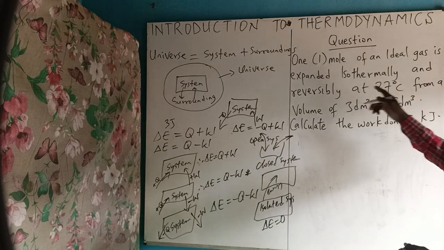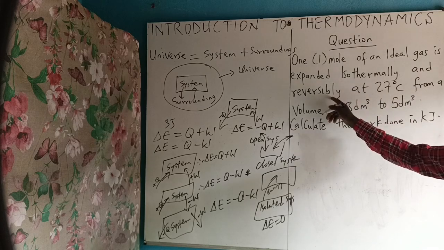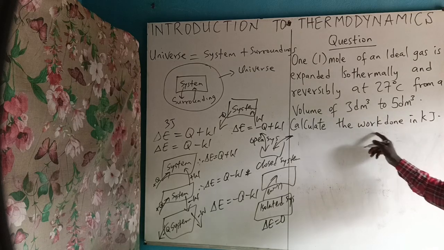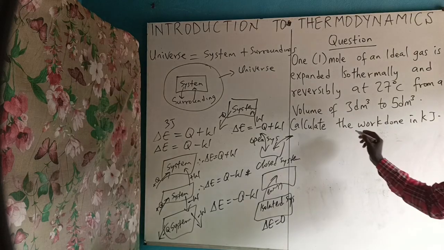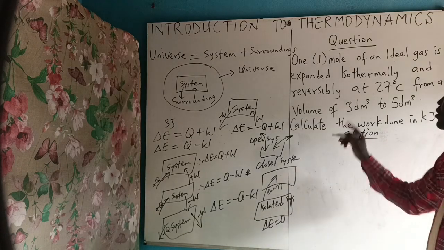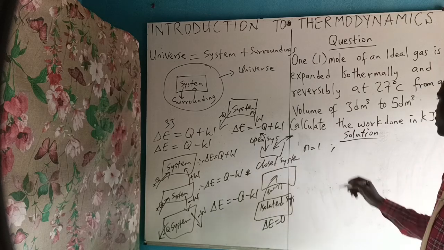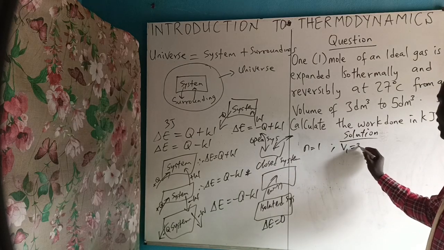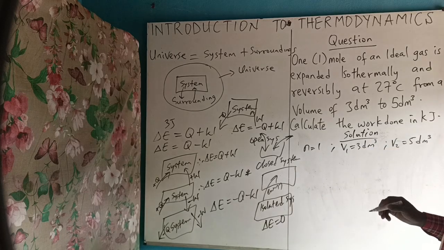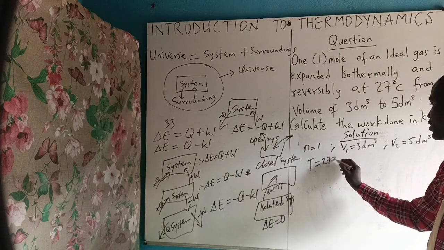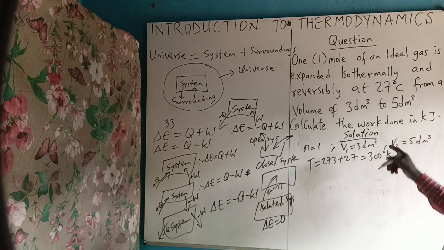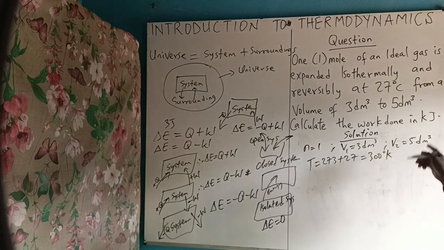1 mole of an ideal gas is expanded isothermally and reversibly at 27 degrees Celsius from a volume of 3 dm cube to 5 dm cube. Calculate the work done in kilojoules. What you do here is, since number of moles is given as 1 and V1 is given as 3 dm cube, V2 is equal to 5 dm cube, then temperature is equal to 273 plus 27 equal to 300 Kelvin. That means the temperature, we must convert it to Kelvin because that is the SI unit of temperature.